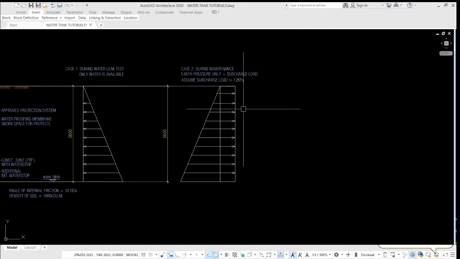The second case is during maintenance, meaning the water tank is being emptied. So without the presence of water, only the earth pressure plus the surcharge load is going to be assumed. Now for this problem, I have assumed a surcharge load of 12 kilopascals. You may find it too much, but for the purpose of computation, I have assumed 12 kilopascals.